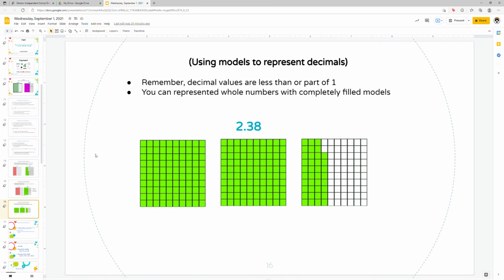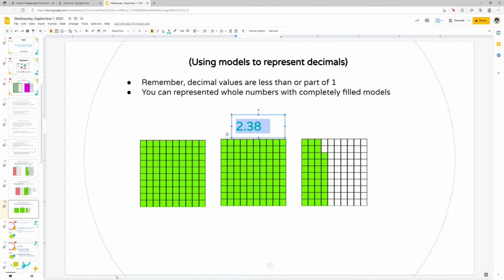You can also use more than one model. Remember, we're talking about decimals, which are part of one. So if we're looking at one model, we're probably talking about something less than 1, unless it's fully shaded in. In the example below, you can see that we have the number 2 and 38 hundredths represented. I've got 2 complete models, so that's my whole number of 2. Then I have my decimal point, and then on this last one, I've got 38 hundredths shaded in. So together, that is 2 and 38 hundredths.